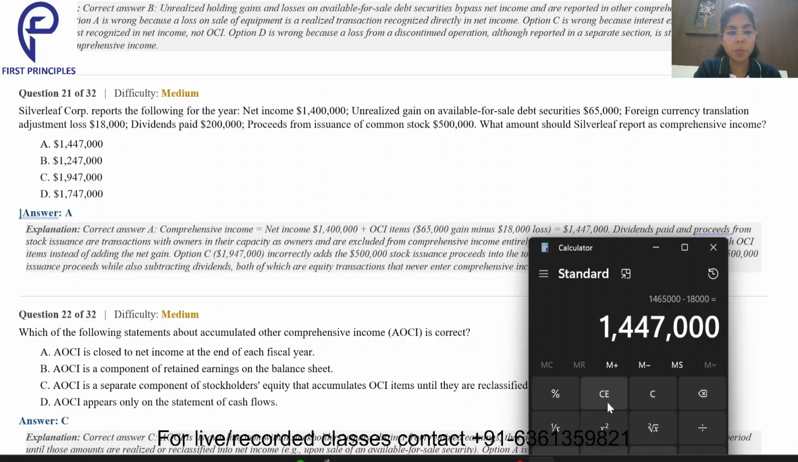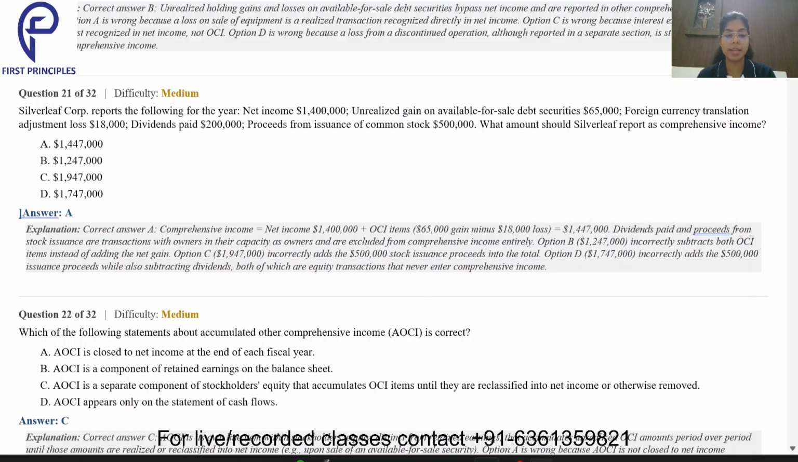Then dividends paid. Do we record dividends paid in comprehensive income? No, it should be reduced from retained earnings, so this should not be recorded. Then proceeds from issuance of common stock. Should we record this as a part of comprehensive income? No. Why? Because comprehensive income consists of net income and OCI, and in both we don't have proceeds from issuance of common stock. This goes under the equity or common stock category. So what is the correct answer? 1.447 million is the correct answer.